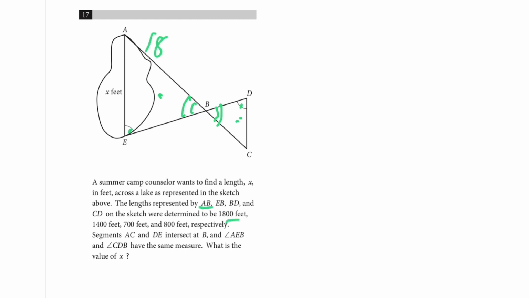So now let's just label it. AB is 1800. EB is 1400. BD is 700. So that's that. And then we're given that CD is 800.